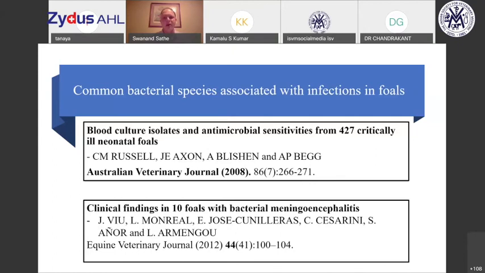E. coli, or the Enterobacteriaceae family, was one of the most common isolated organisms that affects neonatal foals and causes sepsis, followed by gram-positive bacteria like Staphylococcus and Enterococcus. There was another recent study in 2012, out of Spain, done in 10 foals with bacterial meningoencephalitis. Again, similar to the earlier study, they found E. coli to be one of the most important causative organisms affecting foals.